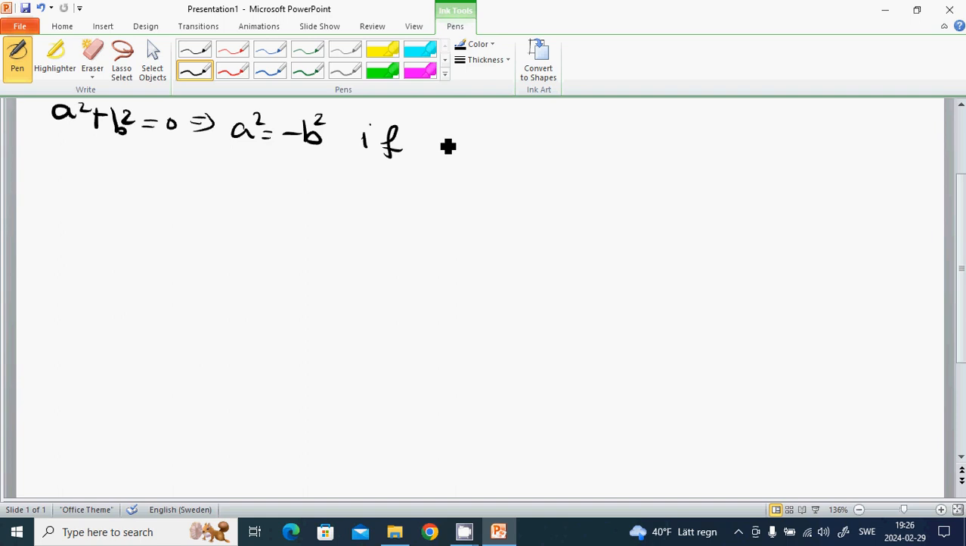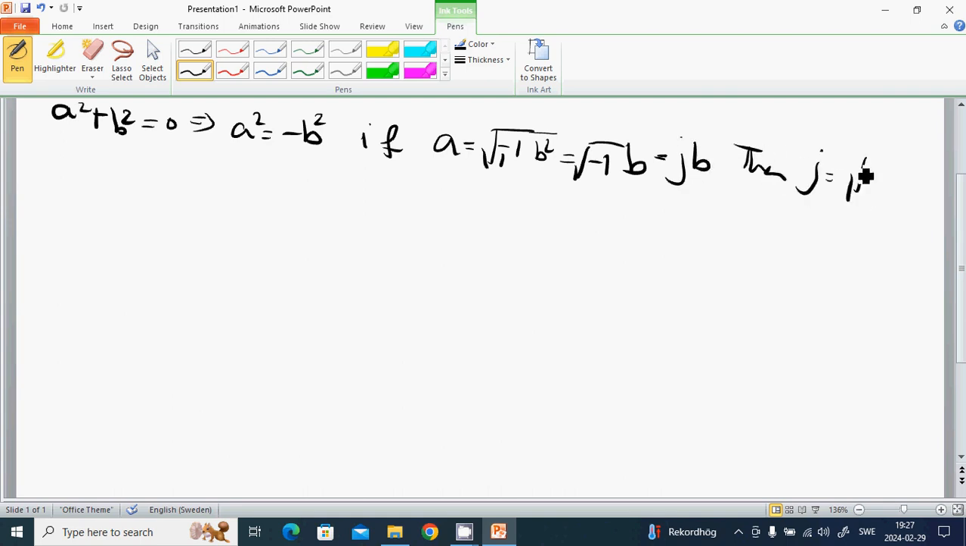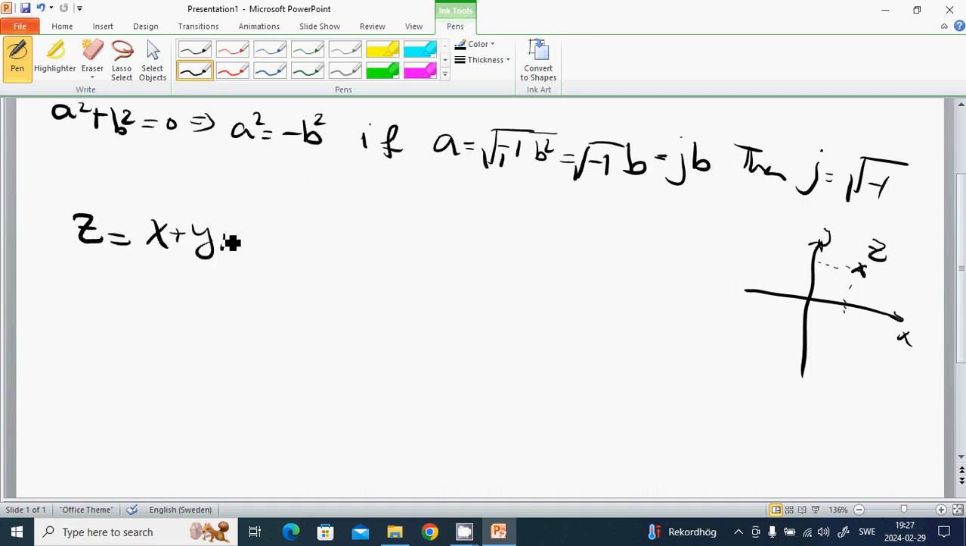But if we use a = √-1, then b² is (√-1)² b², and we define this as jb. Then j equals √-1. And in a plane, we have x-axis, y-axis, and there is a point here, zeta, and it has a y value on x value. Then zeta = x + yj.